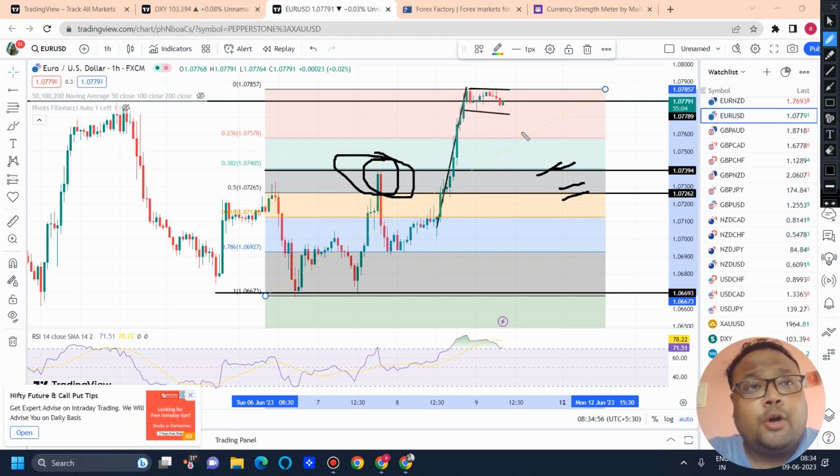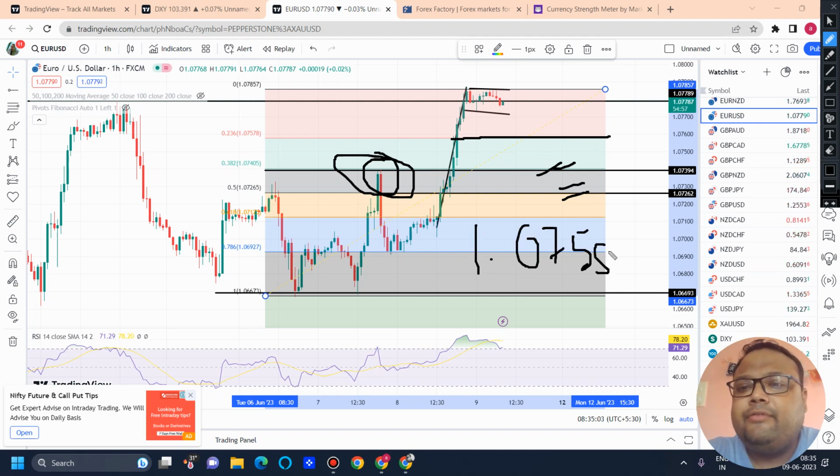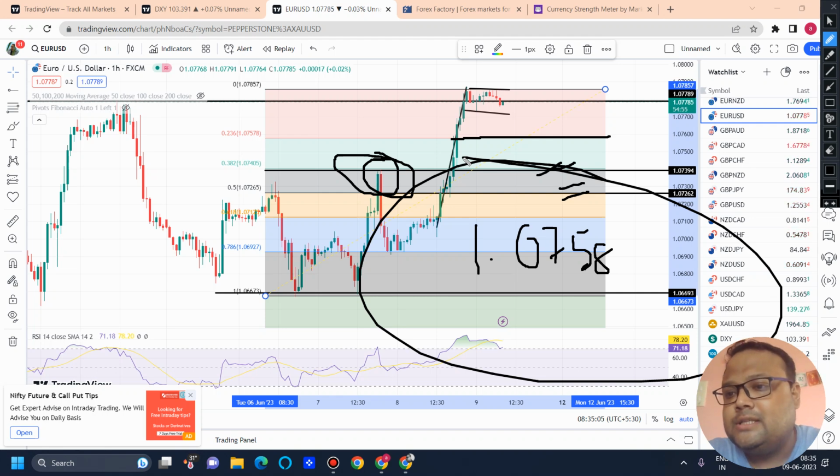If you're wondering why I'm not talking about this level here, then if you want, you can consider 1.0758 as well. You can also consider this level, because this is also the Fibonacci 23.6% retracement level. I'm not talking about this level because I'm recording this video in the Asian session. Market may show some volatility during the European session, US session. In that case, the level of 23.6 may not work because 0.236 is the weakest level.